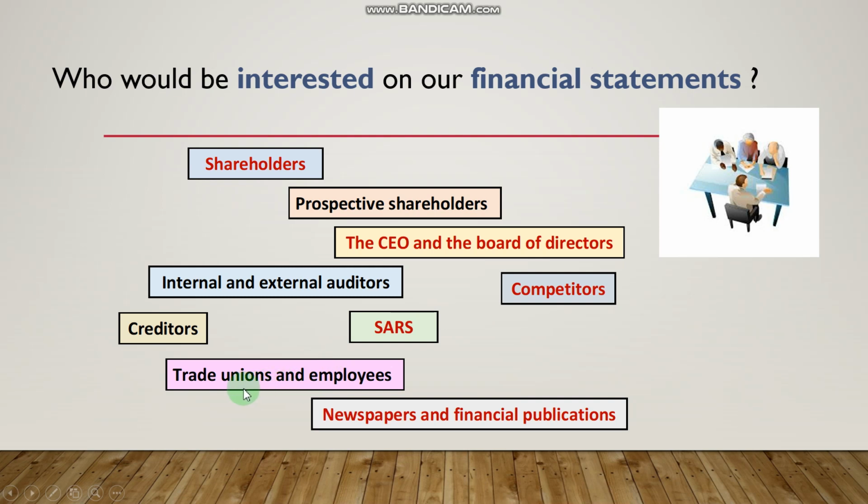The trade unions and the employees. Why would they be interested in the financial statements? Remember, trade unions are bodies that represent the employees. Employees belong to a trade union, and the trade union looks after their interests, to see if they have good conditions of service, that they are getting good increases, they're entitled to all the benefits, they have holidays, they have leave, etc. So if they are having any issues between management and employee, they have a union that would support them in taking their complaints forward.